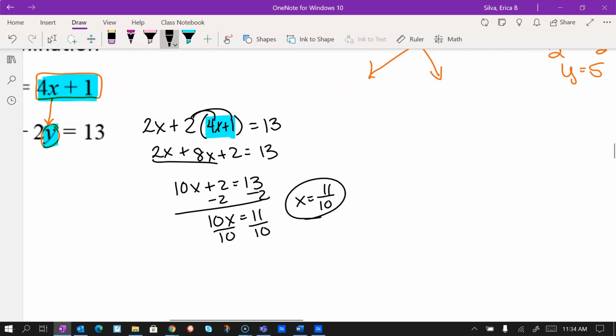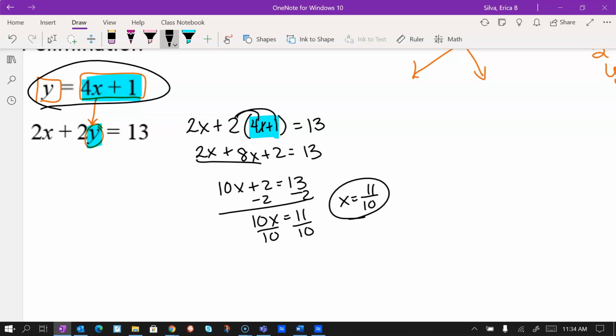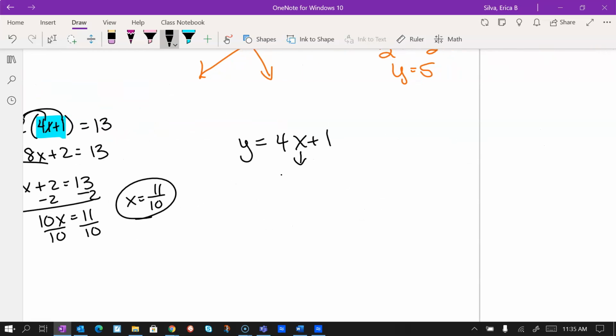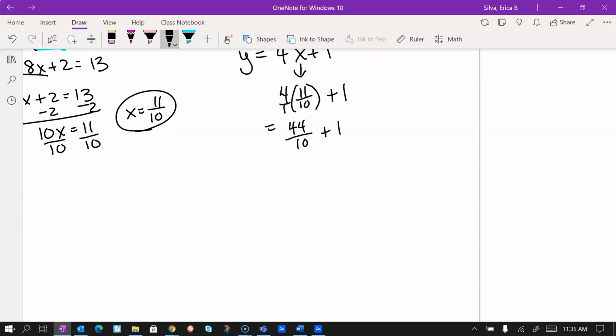Now let's go ahead and solve for y. We're going to use this original equation since it's set up nicely for us, where we just plug in our x value. So 4 times 11 over 10 plus 1, so 44 divided by 10 plus 1. Because remember, we put it over 1 and then we just multiply across. We're going to simplify that number by dividing it by 2, so we get 22 over 5 plus 1.